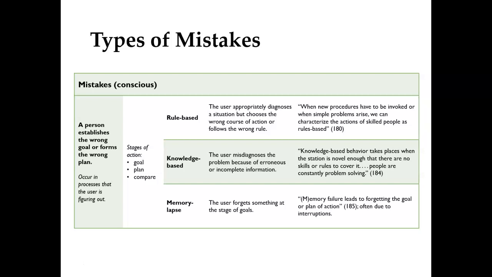The user doesn't understand what the problem is. They have wrong information, they have incomplete information, so they make mistakes that may have serious consequences just because they are not well informed. Then we have memory lapses. This is where the user forgets something at the stage of goals. So this is going to be often due to interruptions. They won't just forget to do something. They're going to get distracted, usually, and not end up doing it.